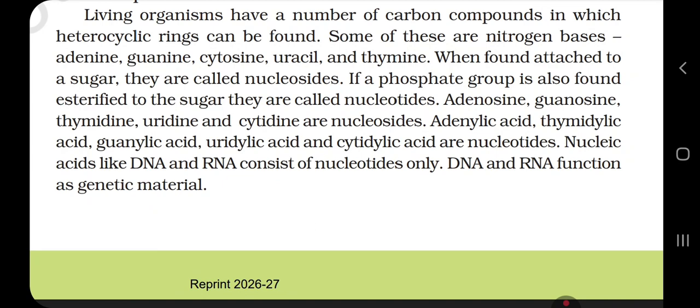Living organisms have a number of carbon compounds in which heterocyclic rings can be found. Some of these are the nitrogenous bases adenine, guanine, cytosine, uracil and thymine. When found attached to the sugar, they are called nucleosides. If the phosphate group is also found esterified to the sugar, they are called nucleotides.